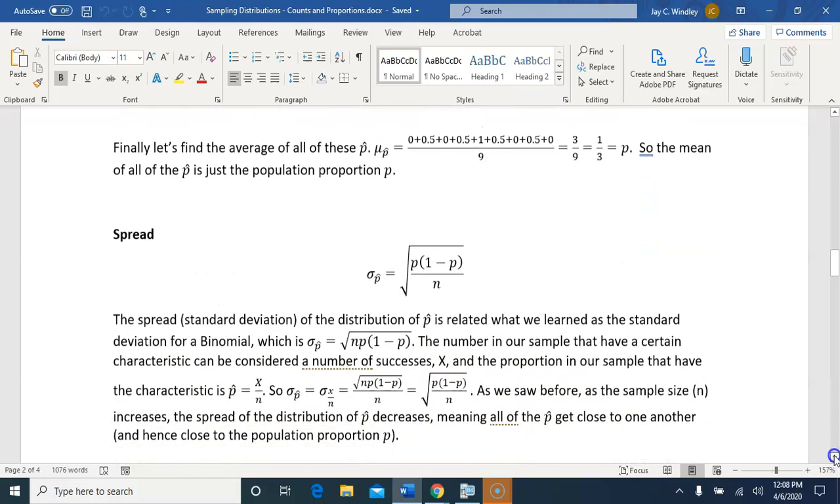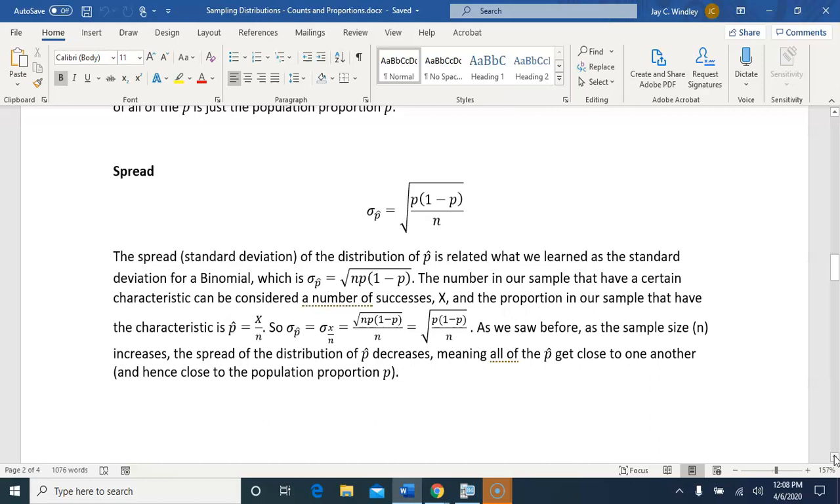Next, we talk about the spread of the distribution of P hats, or the standard deviation of the P hats. And that is this formula here, radical P times 1 minus P over N. This is somewhat related to the standard deviation that we learned for binomial, which is radical N times P times 1 minus P. The number in our sample that have a certain characteristic can be considered a number of successes, and the proportion in our sample that have that characteristic is the number of successes divided by the sample size.